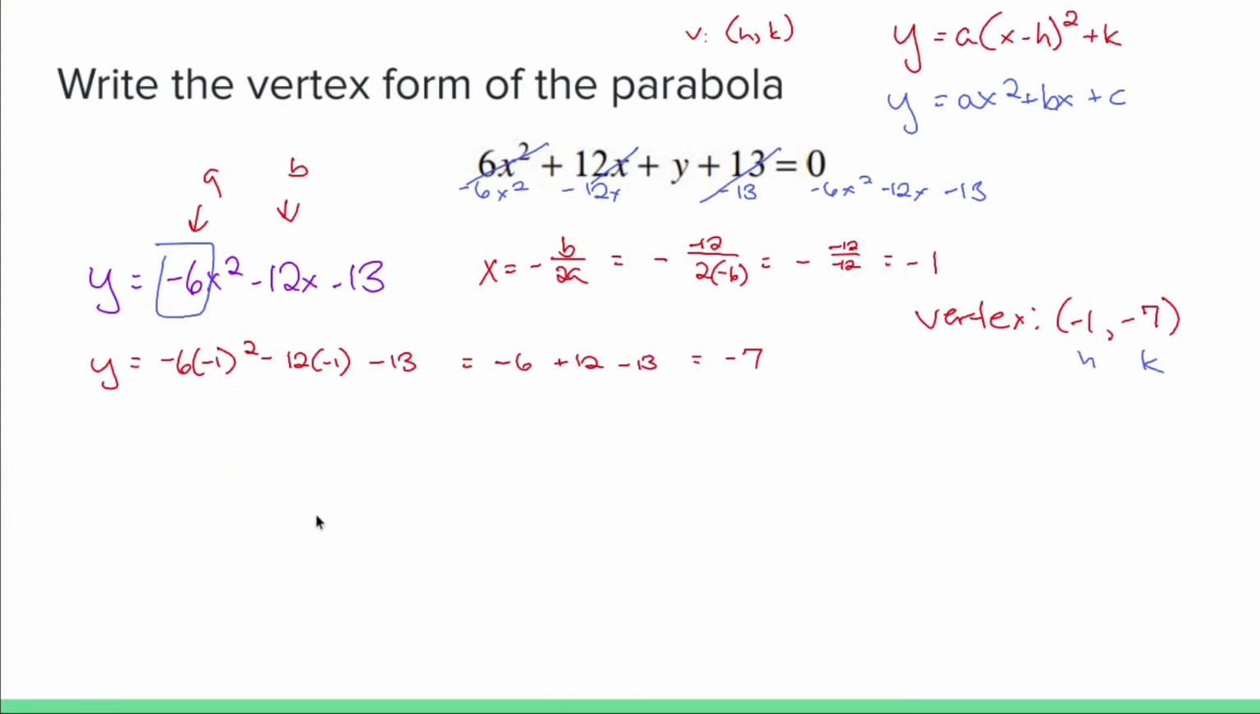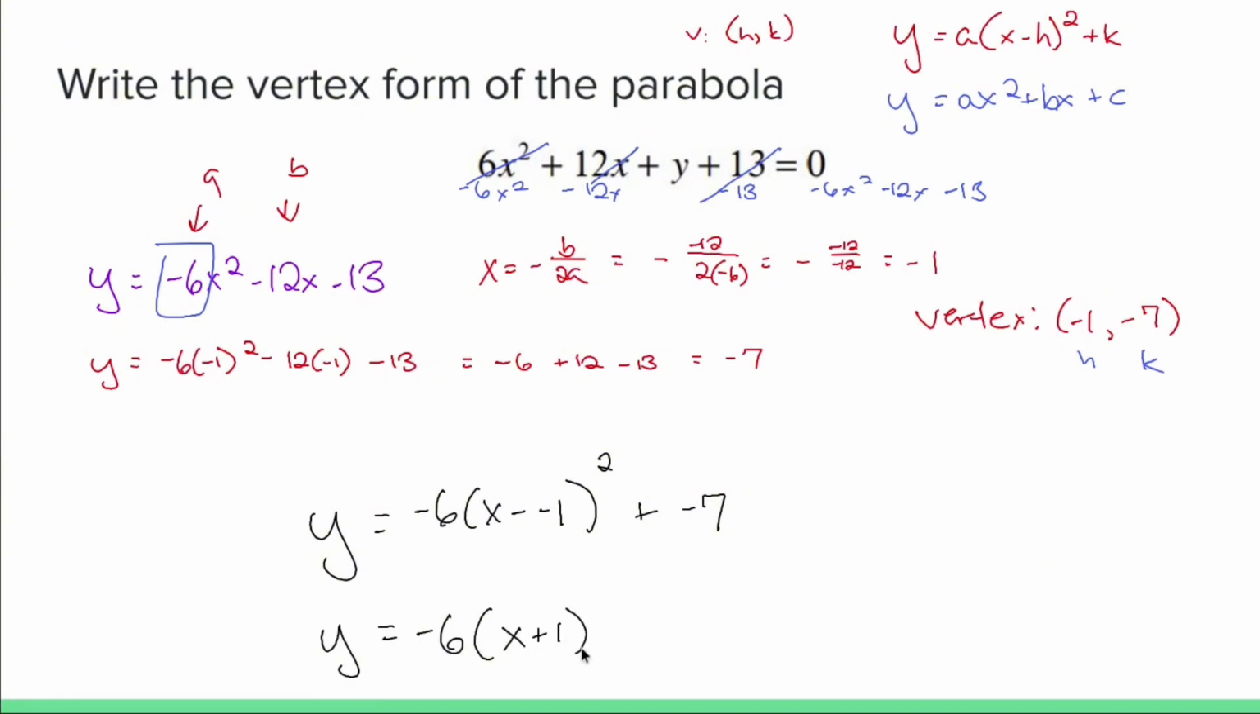The vertex form is y equals a, which is negative 6, times x minus h, which is negative 1, so I'll clean that up in a minute, squared plus negative 7. So my final answer: y equals negative 6 times x plus 1 squared minus 7. And that is that.